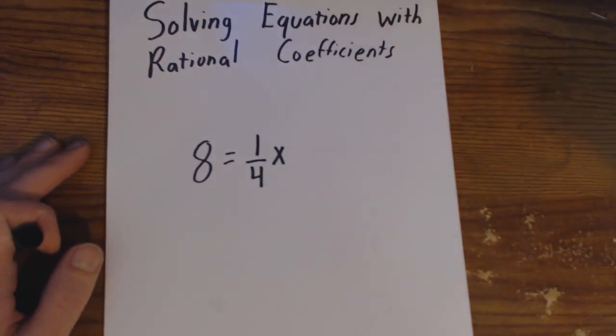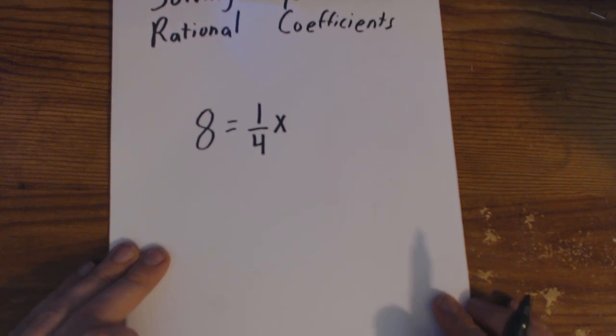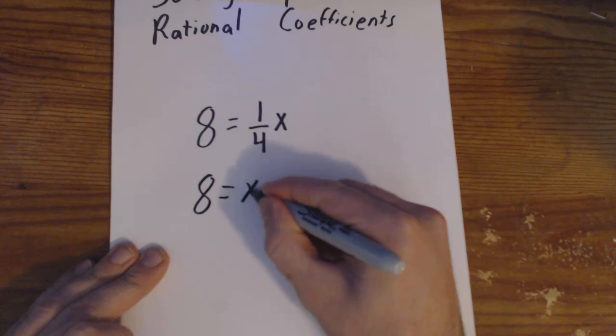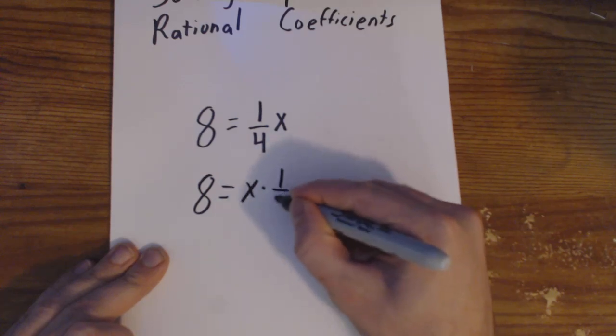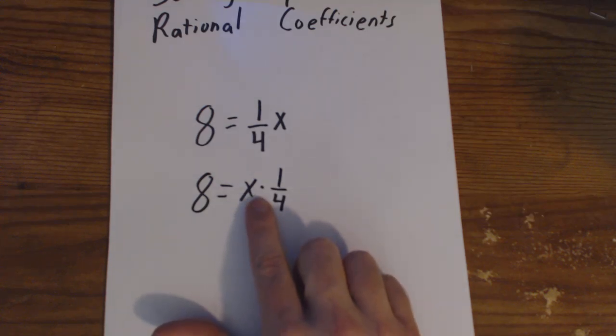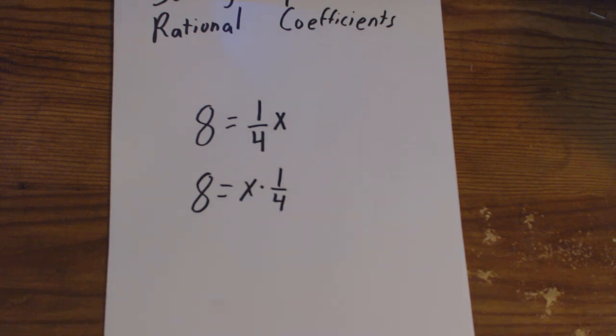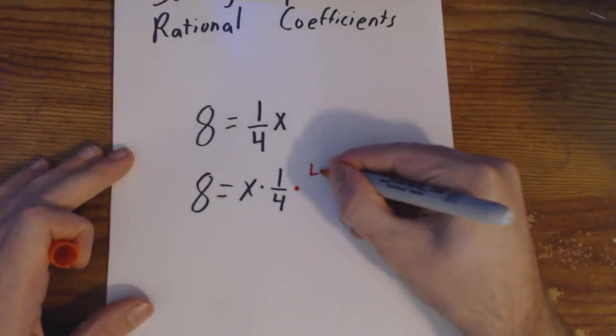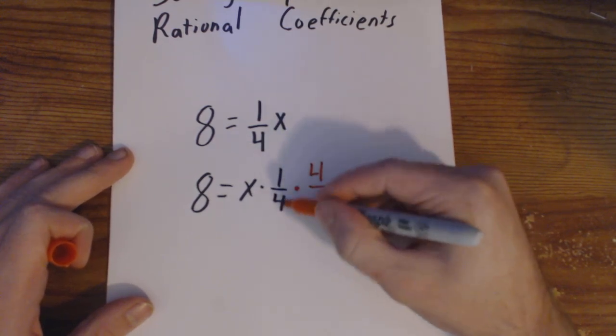First thing I want to do with solving this, I might change the order a little bit. We're still going to have 8 over there, but let's say x times 1/4. Now, when we're trying to solve these equations, we always want to get the variable, in this case x, by itself, which means we need to undo multiplication of 1/4, which would mean we have to take it times its reciprocal. If you guys forget the reciprocal, we just flip them, okay?